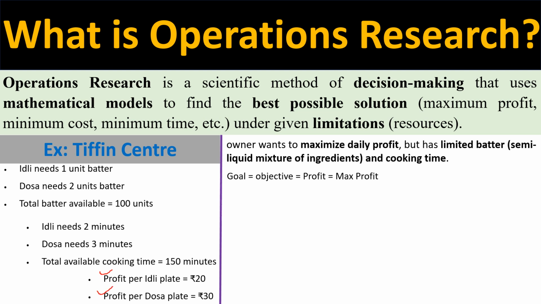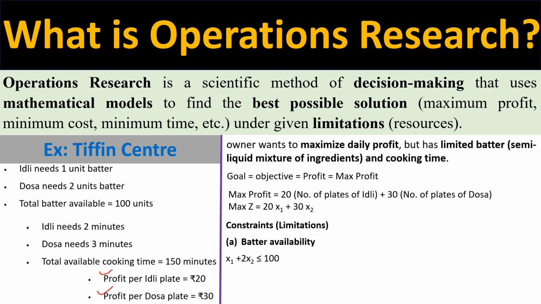dosa. So total profit becomes 20 into the number of plates of idli plus 30 into the number of plates of dosa. Let's consider Z equal to the profit, X1 equal to the number of plates of idli, and X2 equal to the number of plates of dosa. Then maximize Z equal to 20 X1 plus 30 X2. Next, we have to look for the limitations.